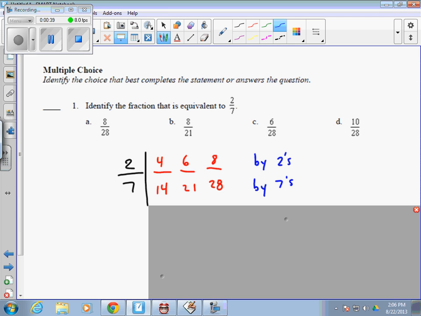The only one that pops up. And you can keep on going. You can count to 10, and you can count to 30, 32. You can count to 35, 10 and 35. But the one that we're going to actually use is 8 over 28. That's the only one that's available for you, A, for number 1.